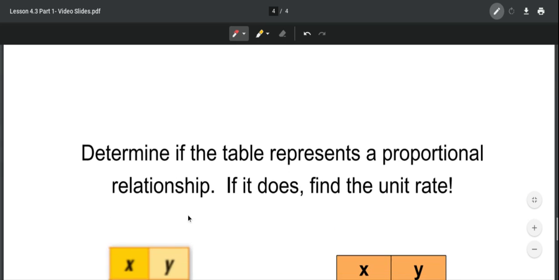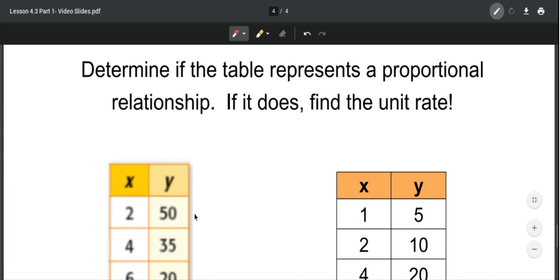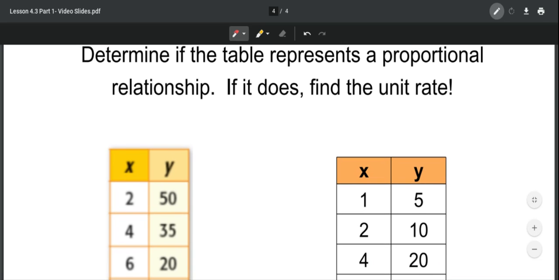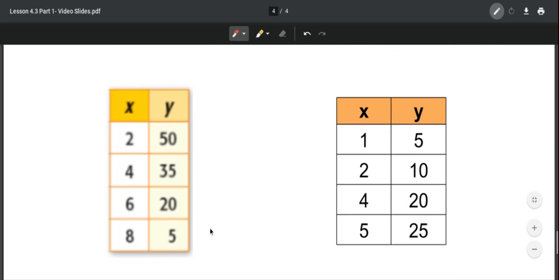Let's look at an example. Let us determine if the tables below represent a proportional relationship. If it does represent a proportional relationship, we will find the unit rate. Let's take a look at table number 1. Again, we will divide Y by X.